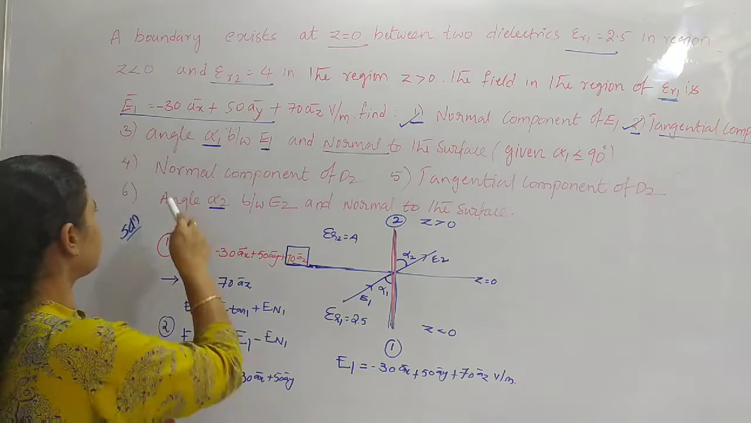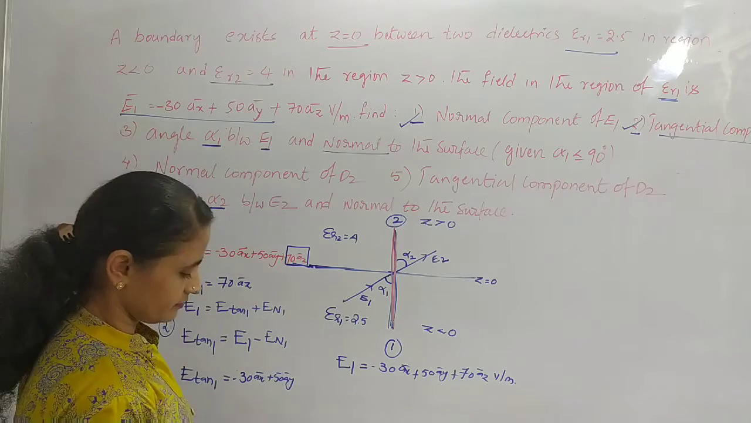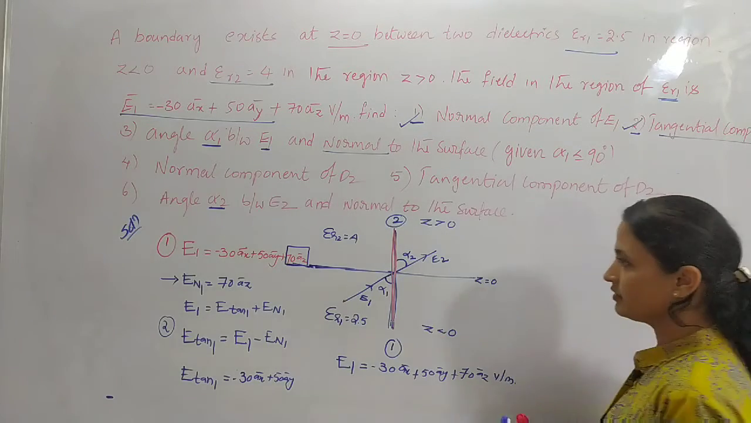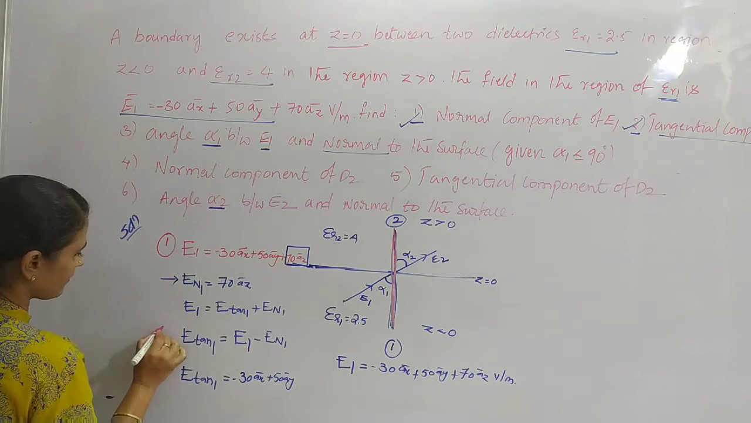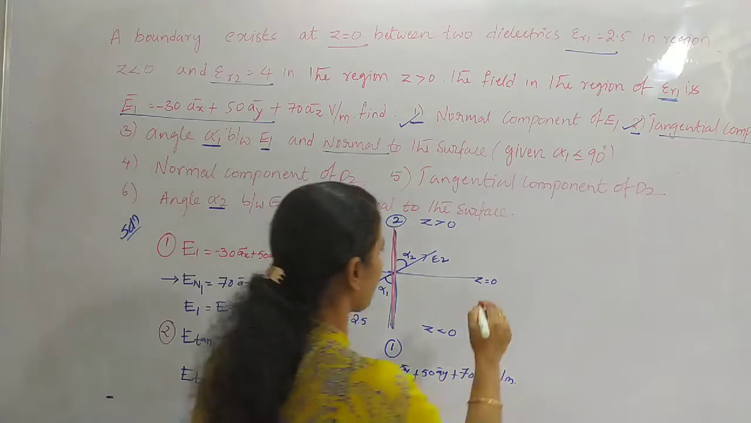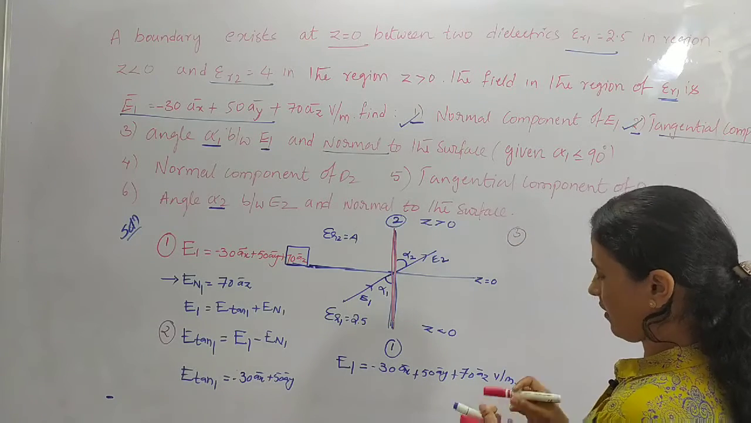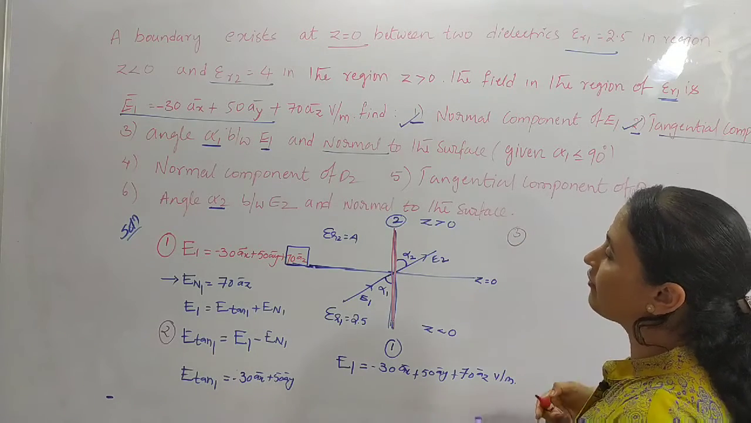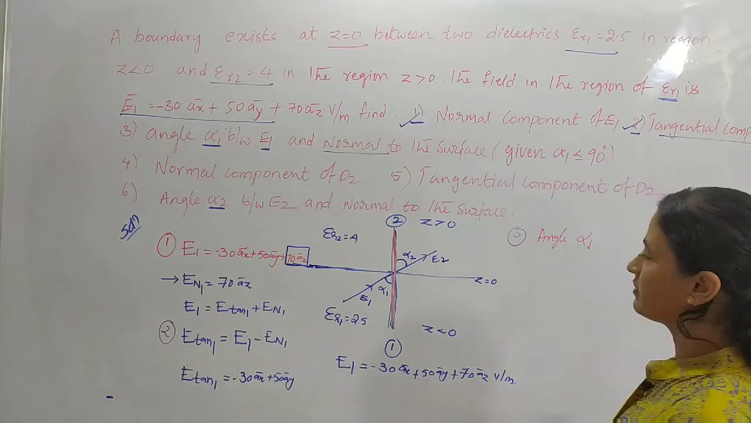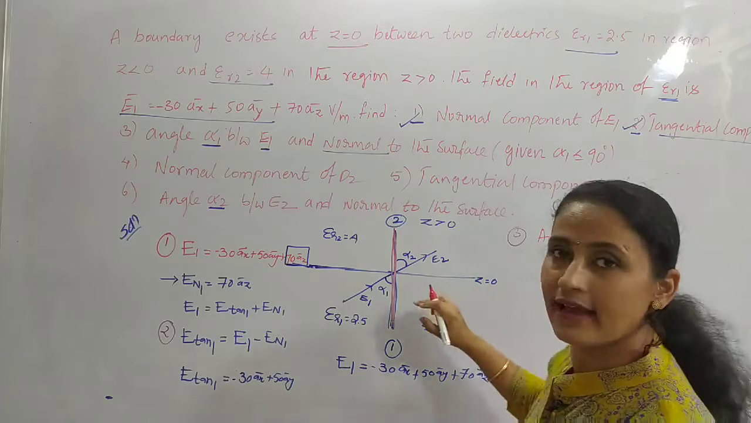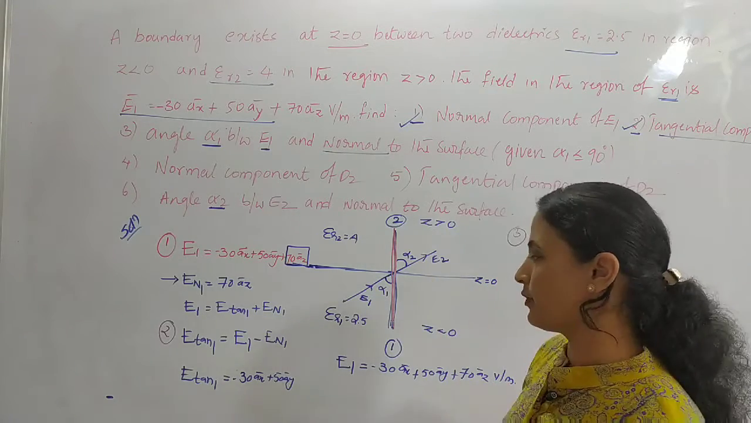Let us go for the third bit of the question, the angle alpha 1. This is the first, this is second, and the third one is angle alpha 1. Alpha 1 is the angle between E1 and the normal component.